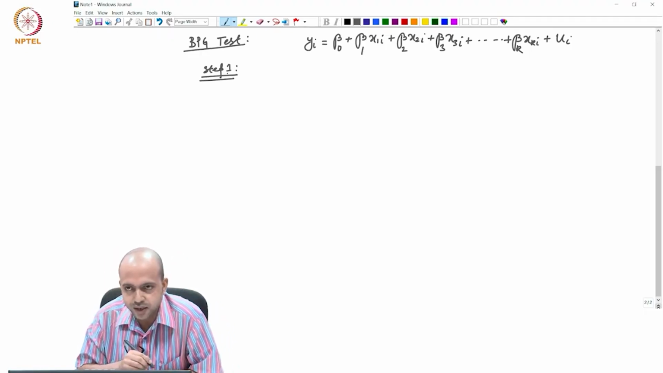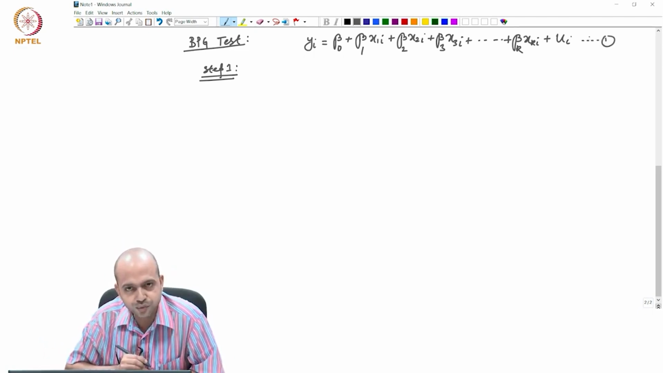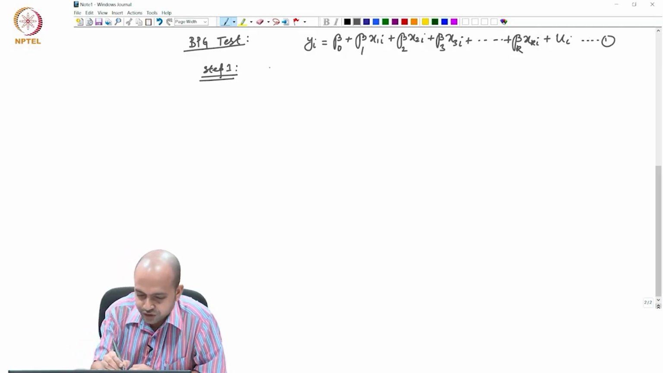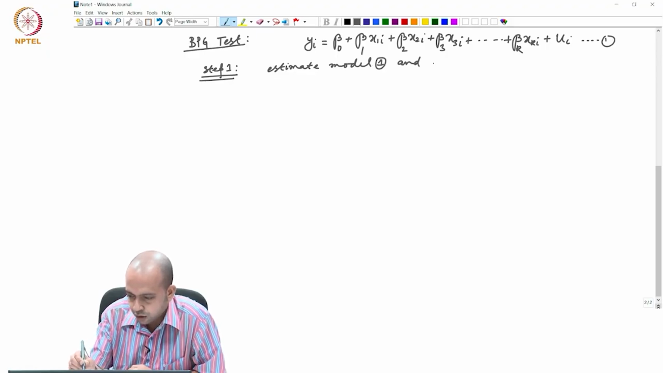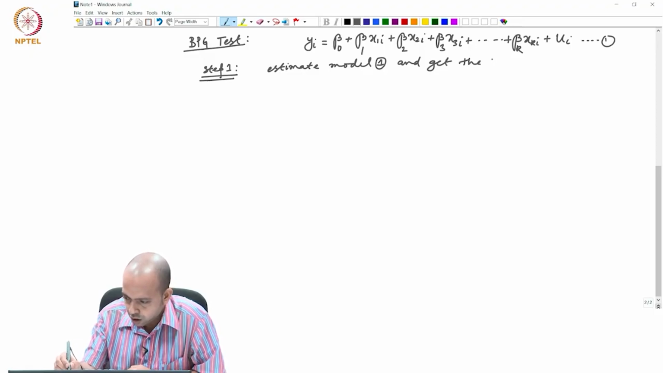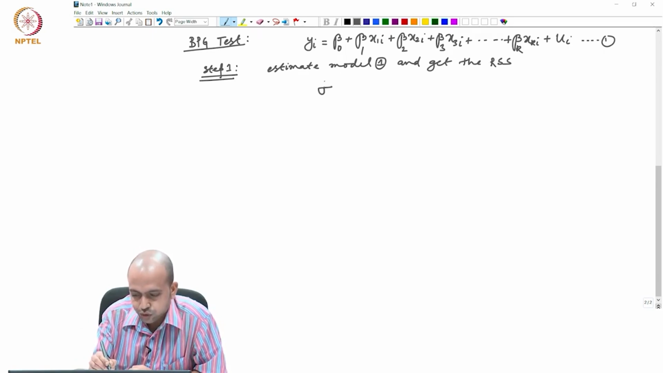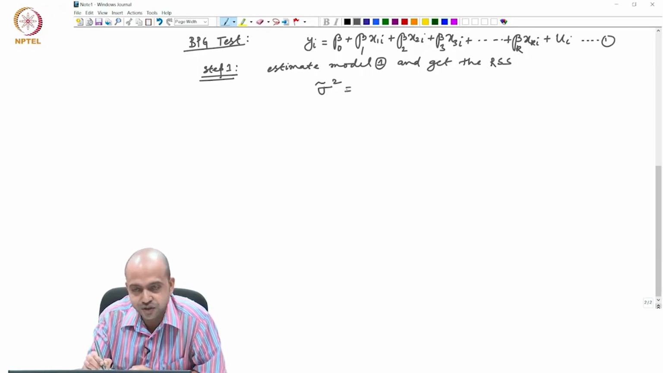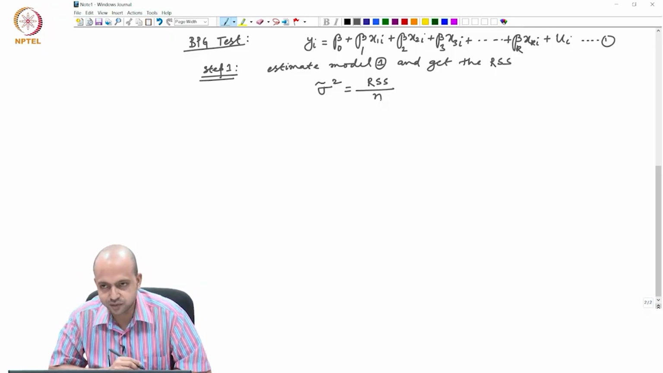So, in step 1 they say that you estimate this model, let us say this is model 1, and from this model you get the RSS. And from RSS, they are asking you to calculate some kind of sigma tilde square, which is basically nothing but RSS by n.